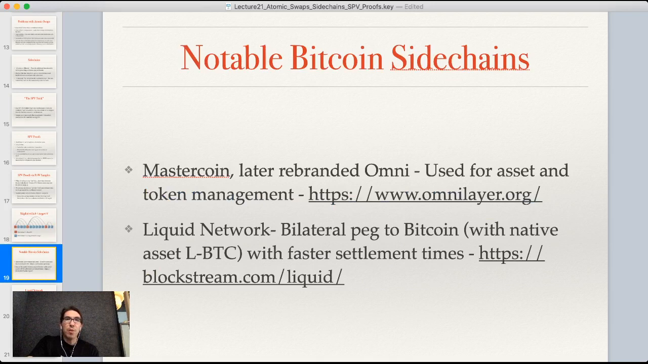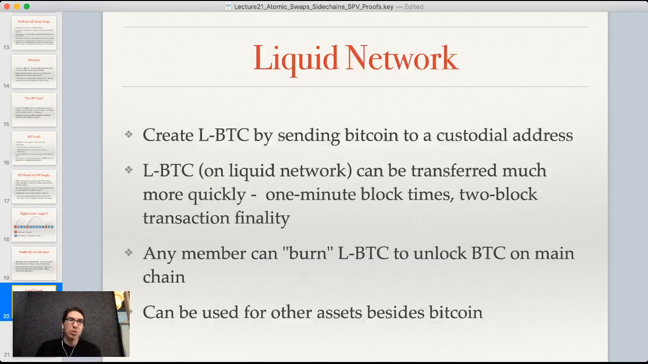So there are a few notable Bitcoin sidechains. One is Mastercoin, which was later rebranded as Omni, so you may have heard it as Omni. Omni is probably most famous for Tether, although Tether is now used on Ethereum and other blockchains, not just Omni. And there's Liquid Network, which offers a bilateral peg to Bitcoin with an asset, Liquid Bitcoin, which has much faster settlement times. So I want to talk briefly about Liquid Network.